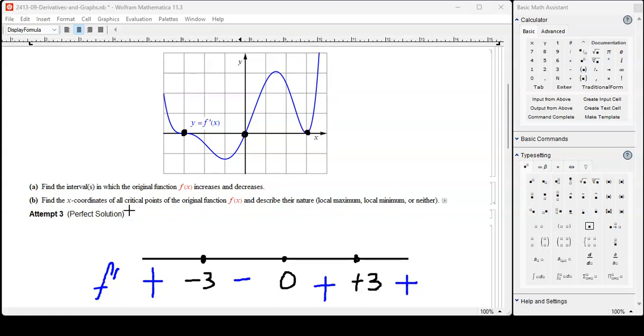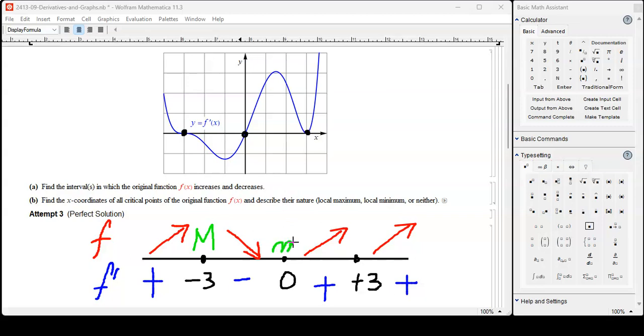Now, how about the behavior of the original function? Positive derivative, so increasing in this interval. Negative derivative, so decreasing in this interval. Positive derivative, increasing. Positive derivative keeps on increasing. And this tells me the nature of the critical point. Increasing, decreasing: that change gives me the local maximum, capital M for maximum.